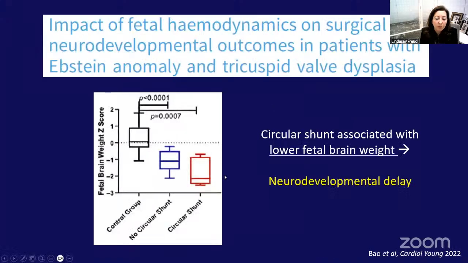So as I've alluded to before, when you think about the implications of this, it also can help with neurodevelopment. Looking at fetal brain weights in various fetuses, a control group, Ebstein's without circular shunt, and Ebstein's with circular shunting, not treated with NSAIDs, you see that this population has the lowest fetal brain weight, which we are beginning to appreciate and understand is associated with later neurodevelopmental delays. So the idea behind NSAIDs is trying to make this group more similar to this group here without a circular shunt that you see in blue.